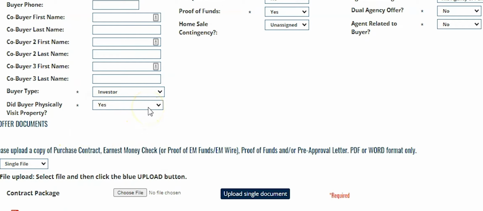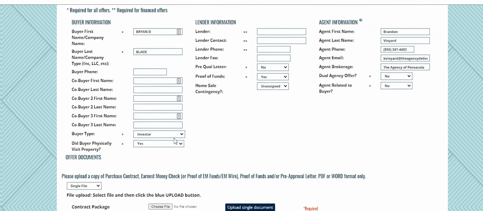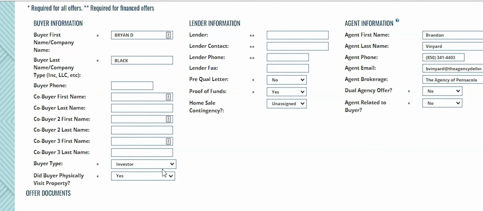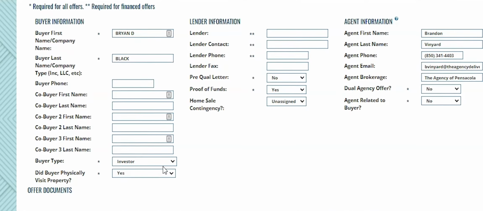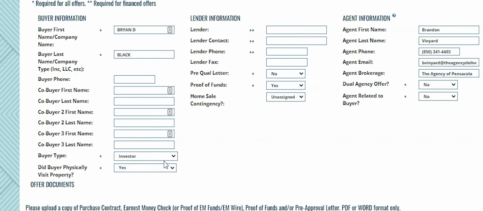Now, this is really important too. Did buyer physically visit the property? There are so many people buying from out of town right now that so many investors aren't physically seeing the property. They're buying them sight unseen. And a lot of clients want to know, because if you haven't seen the property, they know the chances of it falling out are a lot higher. Doesn't mean they're not going to accept the deal, but a lot of these seller platforms are going to ask if the buyer has seen the property, has physically been in the property.